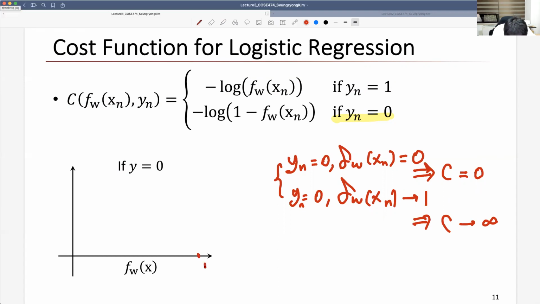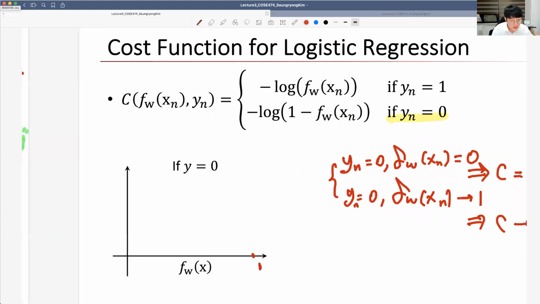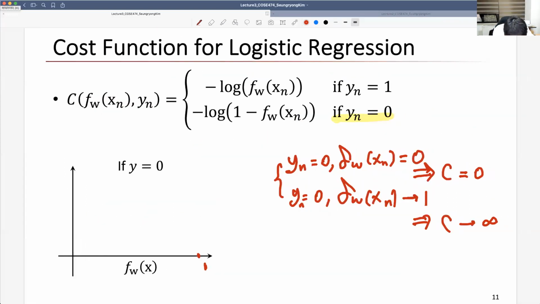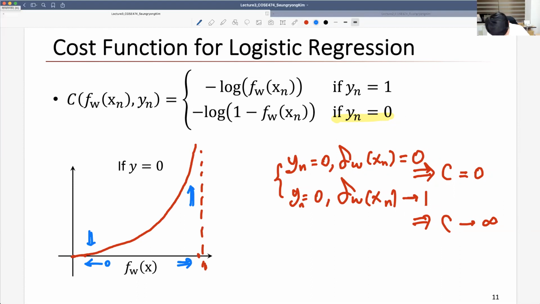So similarly, the shape of this case should be something like this, right? Something like this. So in this case, when f_w(xn) is going to 0, the cost should be 0. Cost is going to 0, right? In the opposite case, the cost should be maximized, right? So this is the cost function for the logistic regression problem when yn is equal to 0.